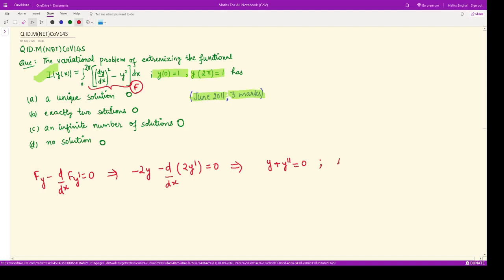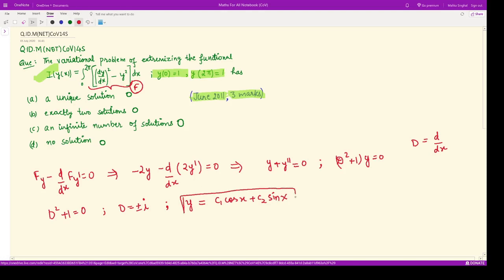Let us write this equation in operator form. So we'll have (D squared plus 1) y is equal to 0, where D is the derivative with respect to x, right? So let us solve this operator equation. D squared plus 1 equal to 0. So we have from here D is equal to plus minus i. Corresponding to this D, we have y is equal to c1 cos x plus c2 sin x. So this is our solution.